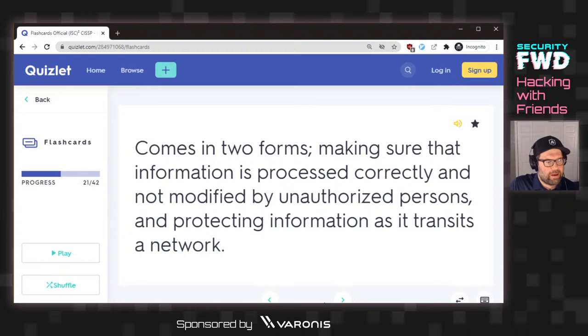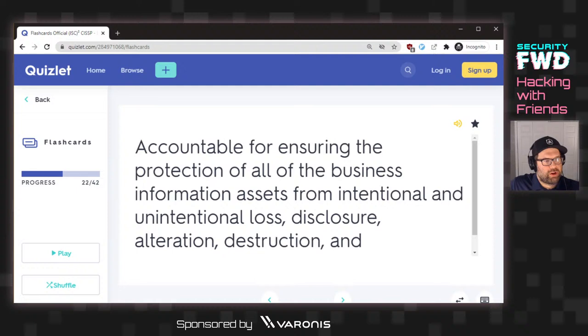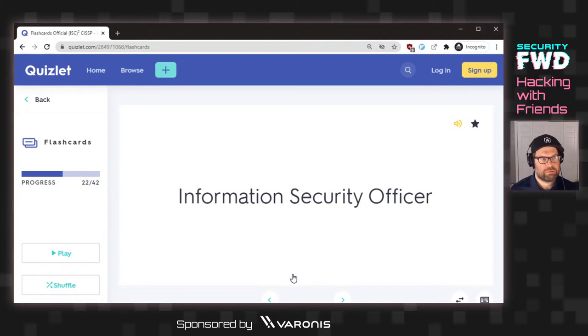All right, next. Accountable for ensuring the protection of all the business information assets from intentional and unintentional loss, disclosure, alteration, destruction, and something that's cut off, unavailability. Accountable. So who is accountable for that? I feel like the security officer. Yeah, information security officer. So the person or the role of that.